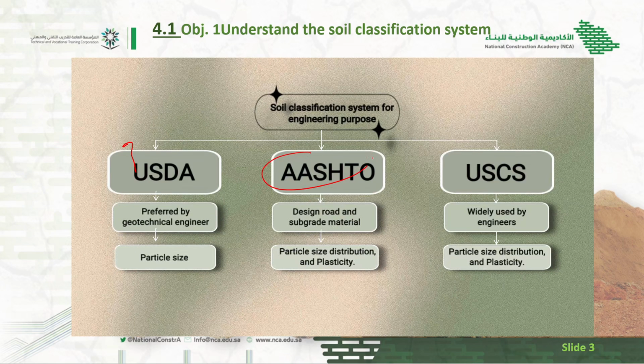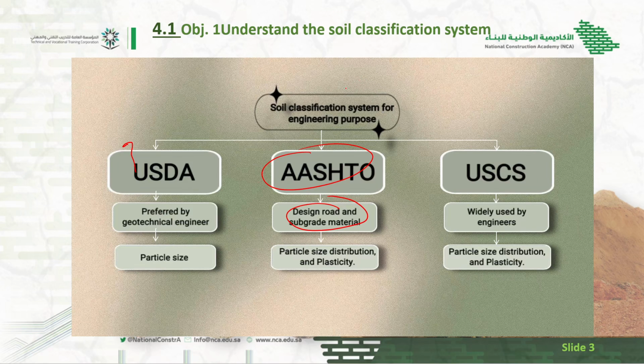The other one is AASHTO. It is very important for roads. AASHTO's abbreviation stands for American Association of State Highway and Transportation Officials. AASHTO created a classification system used in highway and road engineering. It helps to evaluate soil for pavement design, subgrade strength, and road foundation.